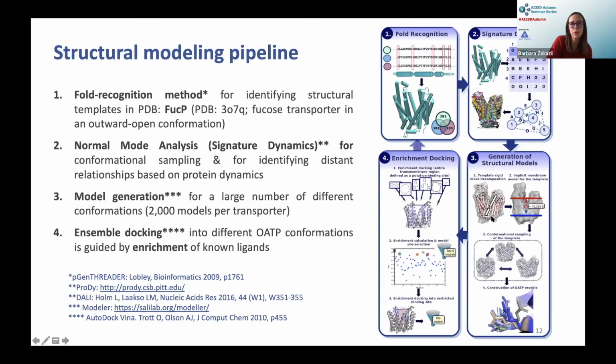And then the third step was the model generation step. You see, we have built a lot of different models per transporter, also on the basis of the different conformations that we have extracted beforehand. And then we did ensemble docking, but I will explain this a bit more in detail on one of the following slides. And we applied enrichment docking here, really seeing which model can best separate inhibitors from non-inhibitors and decoys, and therefore we wanted to base our decision on which model to choose on these statistical tests.